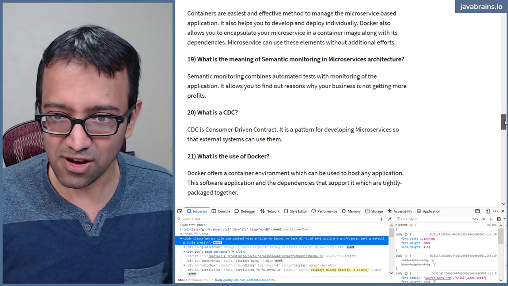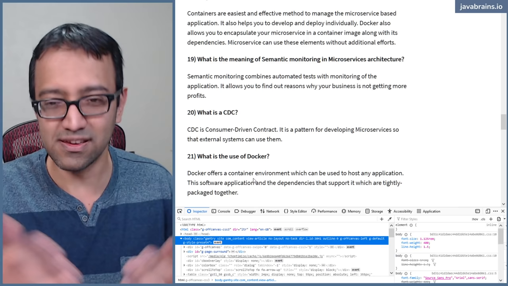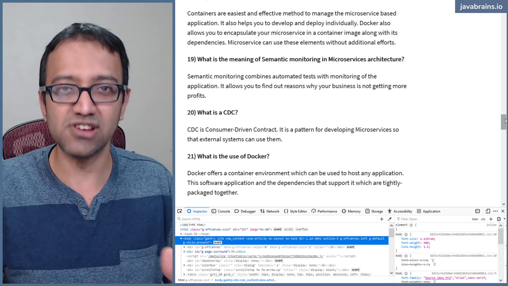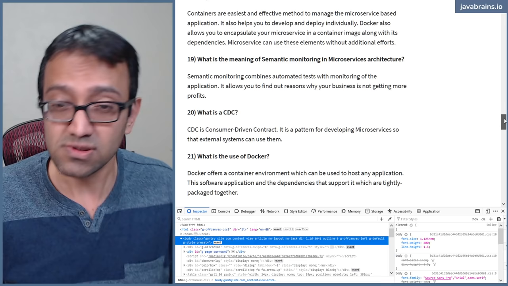Docker offers a container environment which can be used to host any application. The software application and the dependencies that support it are tightly packaged together. I guess this is a fair answer. I'll give them this. If you answer this, this is fine. But basically that's the idea, right? You're packaging your microservices exactly the way you want them deployed, so you don't have to bother about configuring them every time, you just deploy the Docker image. All right, so some answers are right. Some answers are very, very weird, right? So be careful.